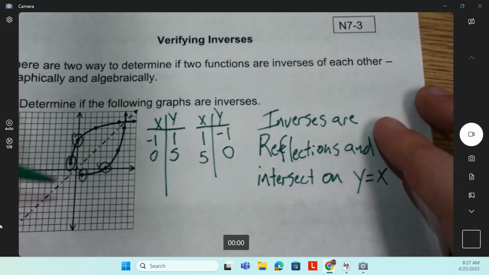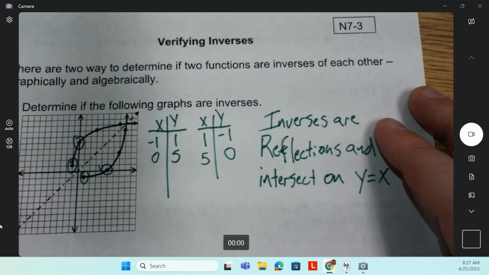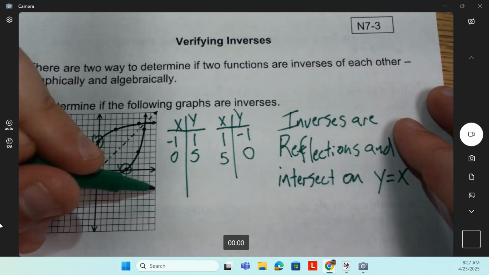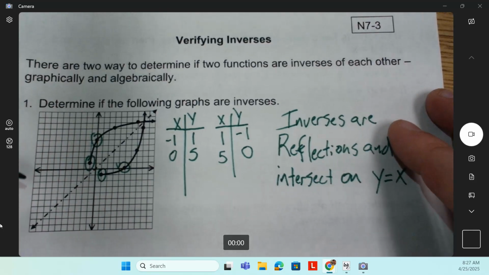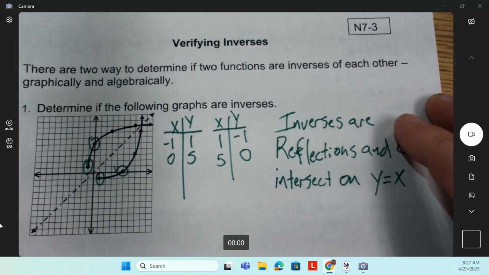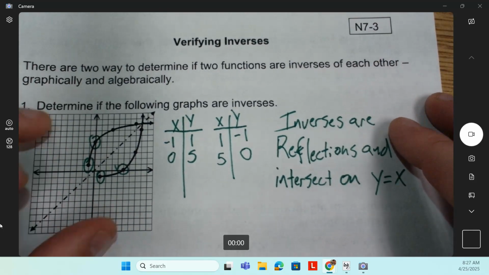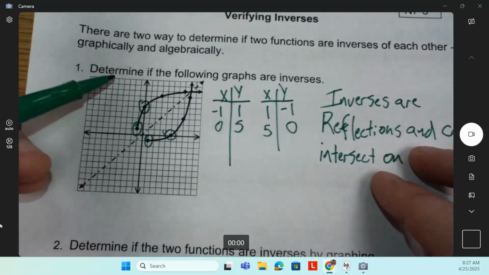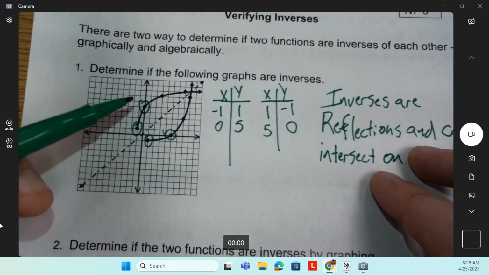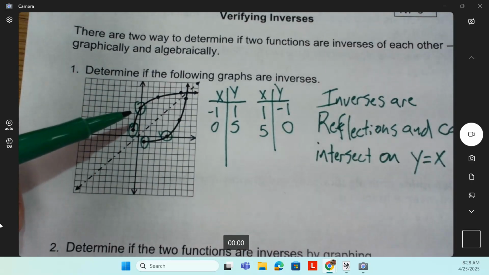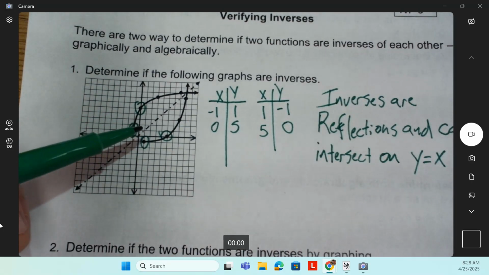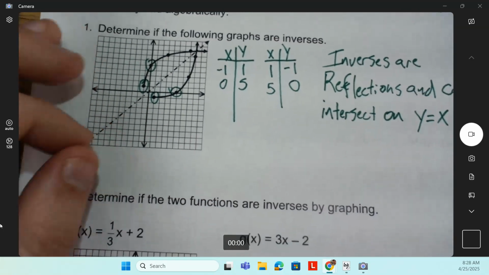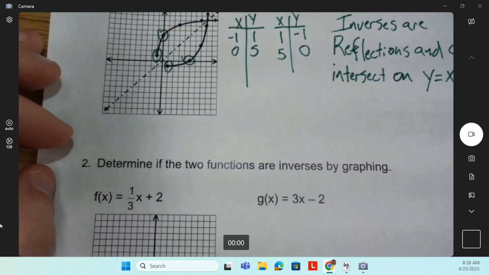If you have a line way out here, that might intersect at some point. They could still be a reflection, but not intersect down here. Or they could be parallel to each other, or possibly even if you have a line that runs perpendicular to y equals x, then you could get ones that are a reflection, but it's actually just the same line, finding the inverse of it.